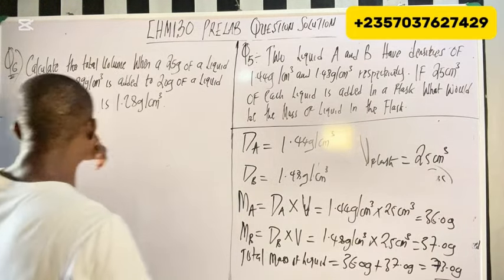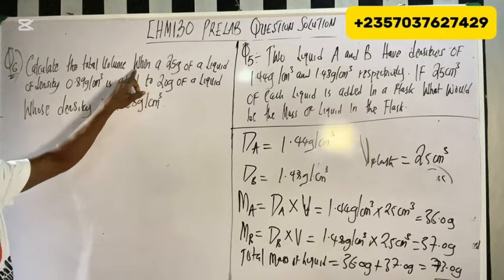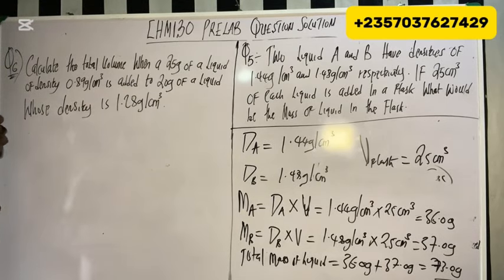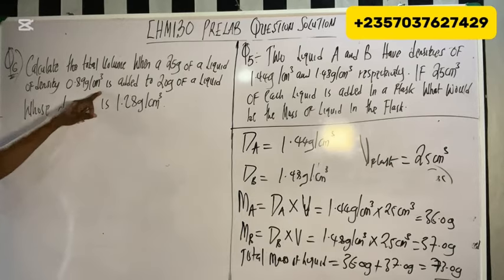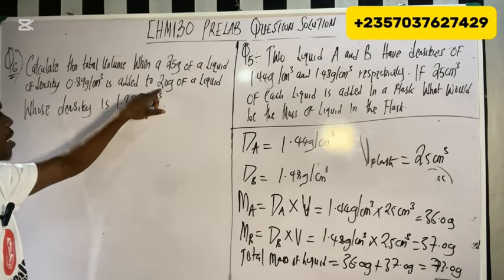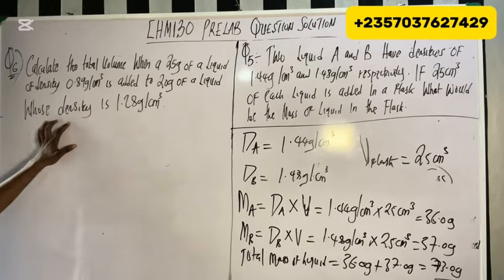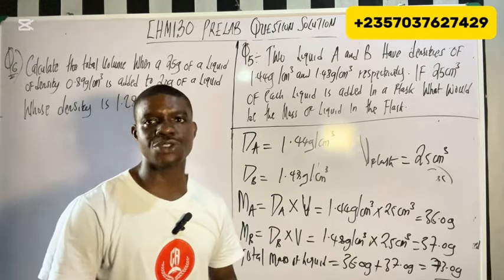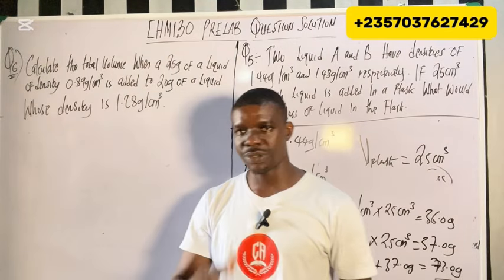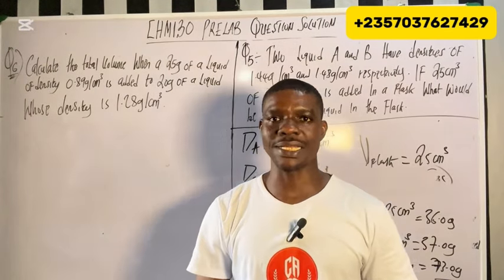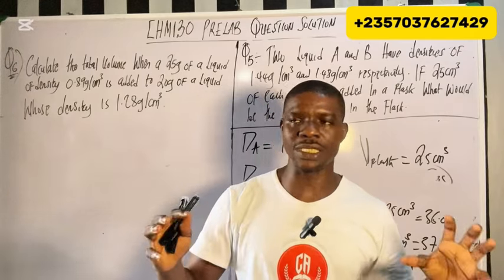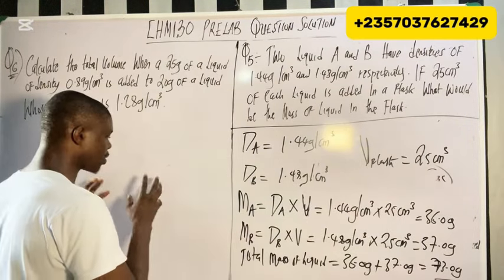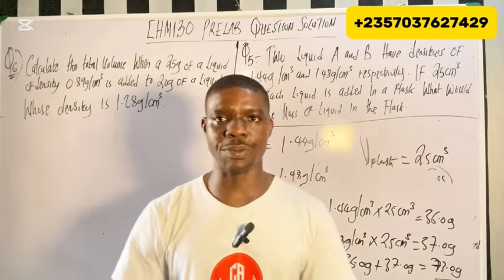Hope you understand. So what I want to do here, calculate the total volume when 25 gram of a liquid of this density is added to 20 gram of a liquid whose density is this, right? What is the total volume? Please, I'm not going to solve this one. You be the one to solve this one yourself. I see the same thing here. Calculate the different volumes, then add them together. Do you understand? I want you to leave your answer in the comment section.